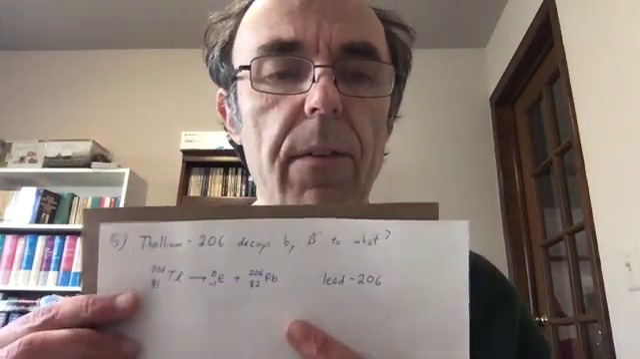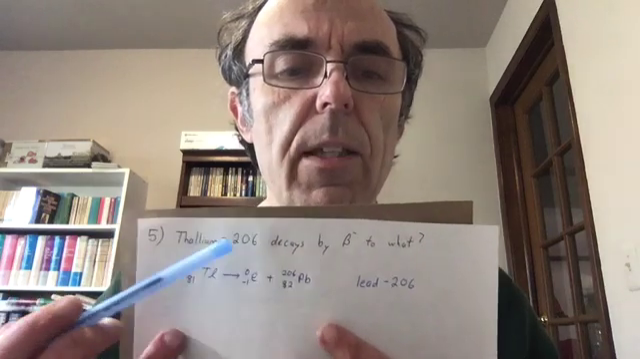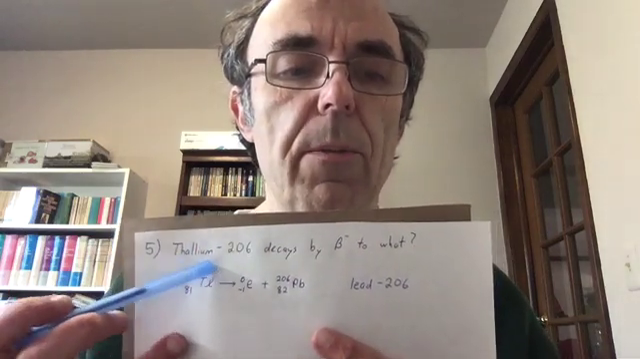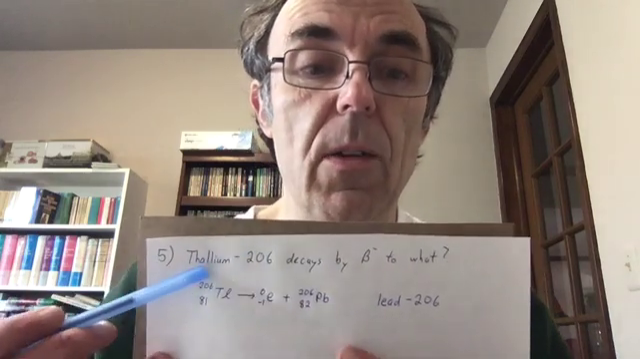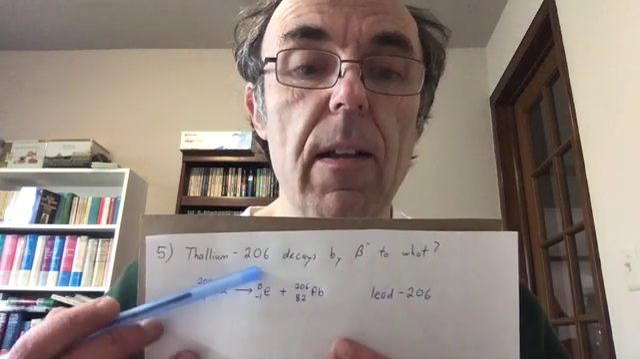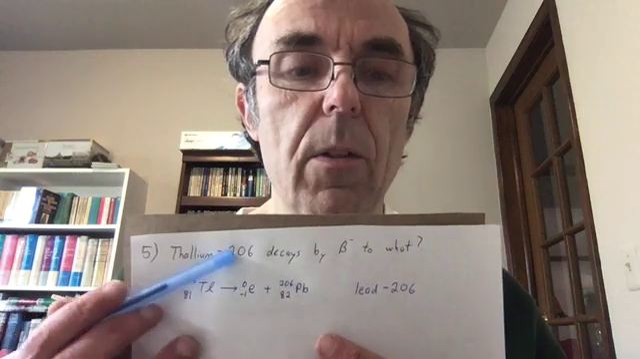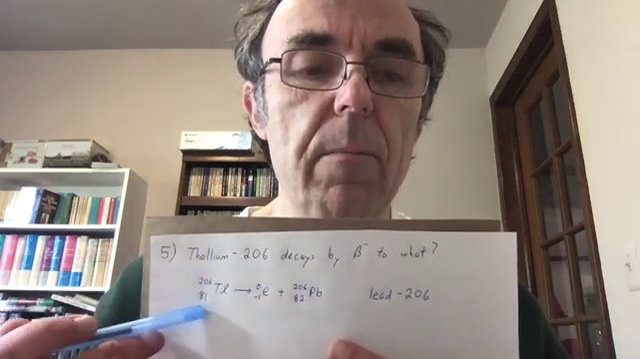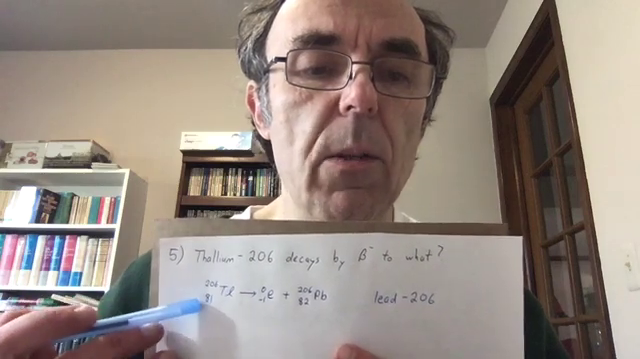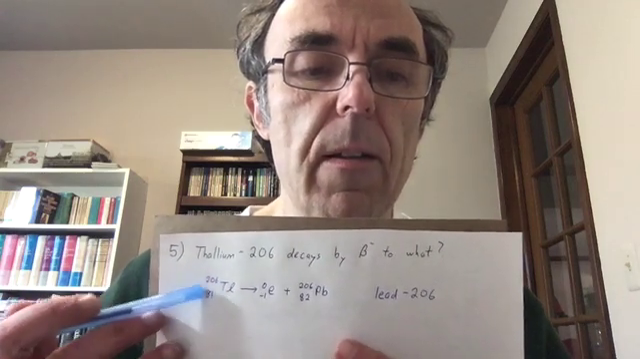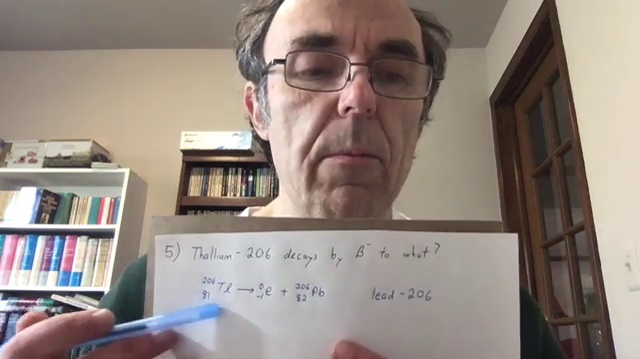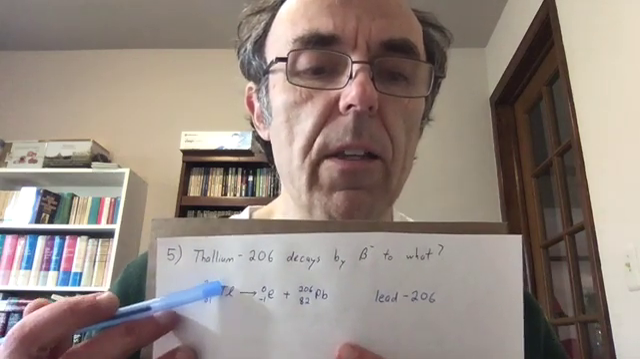Question number 5. Okay, thallium-206 decays by beta decay to what? Now remember, I can't use subscripts and superscripts in WebAssign, so I will say thallium-206. But you should realize, and you should use the appendix in your textbook to find, that thallium has Z equal to 81, atomic number 81. So you may have to search through that appendix to find where thallium is. It's atomic number 81. So this is 81 and 206.